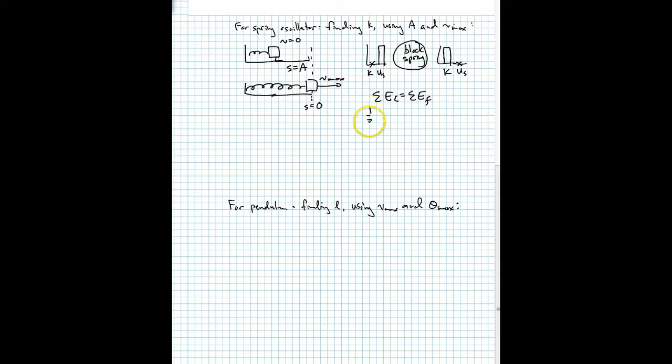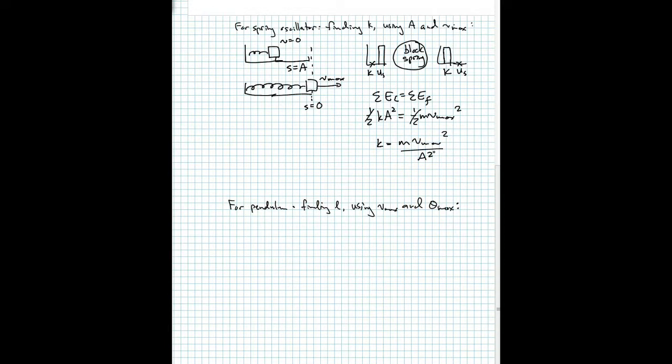So we can look at our conservation of energy statement. We started out with spring potential, and we ended with kinetic, our maximum kinetic. So we're trying to find K. We know everything else here. So K is m v max squared over A squared, whatever that might be.